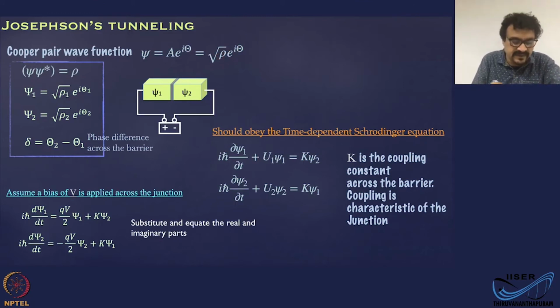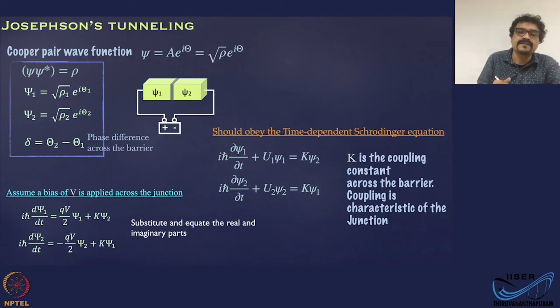So psi1 you can write as square root of rho1 e to the power i theta 1, where rho1 is the Cooper pair density on this side. Psi2 is the square root of rho2 into e to the power i theta 2, where rho2 is the Cooper pair density on the right side. And delta we are defining as the phase difference between the two sides, theta 2 minus theta 1. Now, these two are connected by a voltage source which is going to fix the potential across this device.